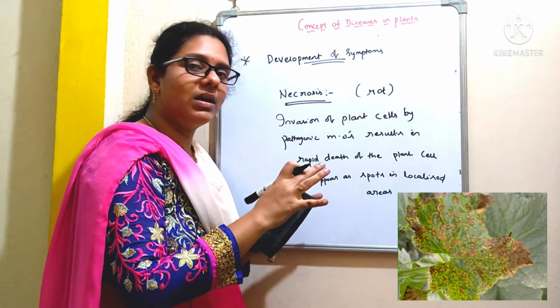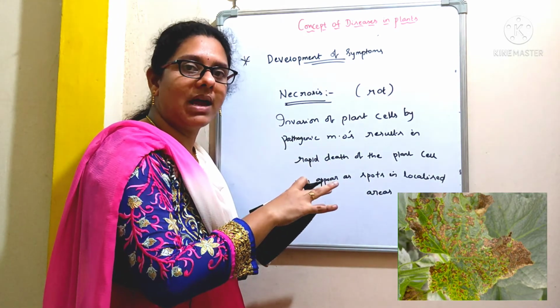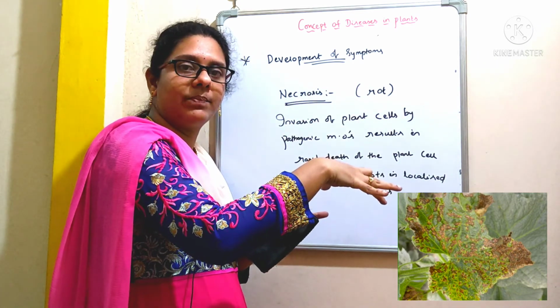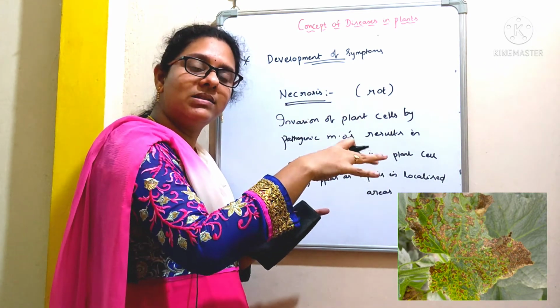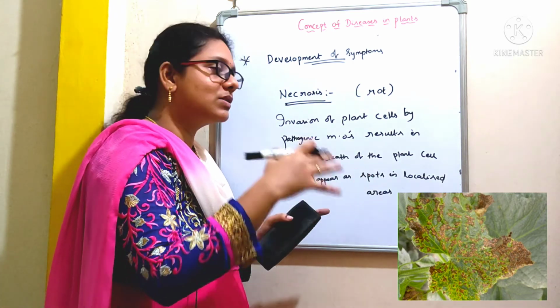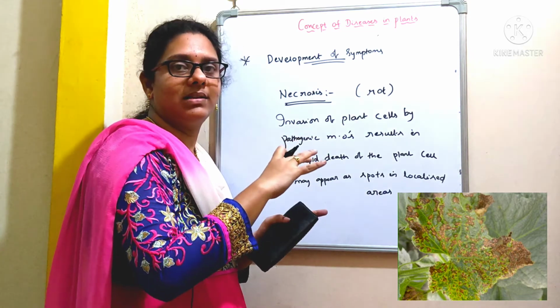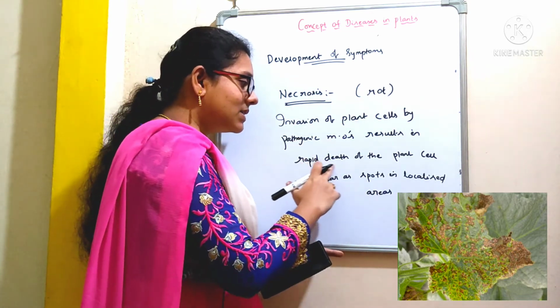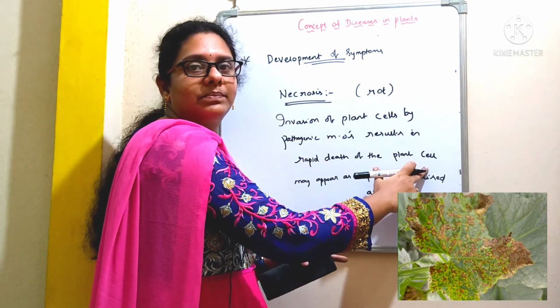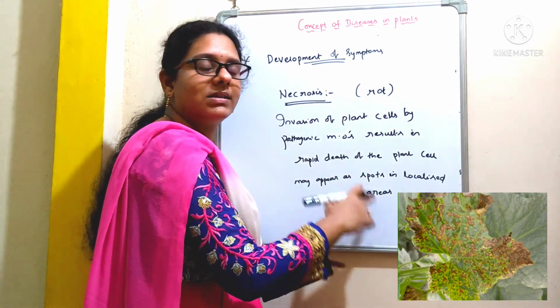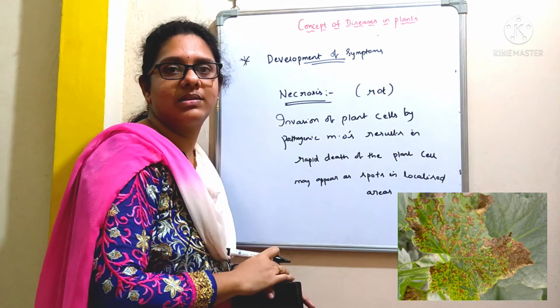See, first the microorganism should come in contact with the plant system, right? After that, it will gain entry into the plant system. Once it enters, it will start growing, right? As a part of its growth, it is going to disturb all the plant cells, which causes the rapid death of the plant cell. That usually appears as spots in the localized areas. That is nothing but necrosis.